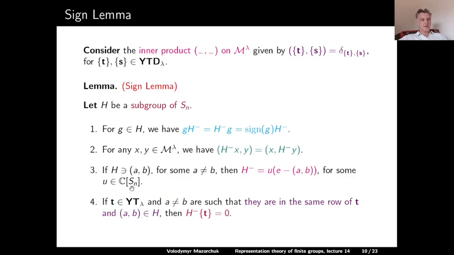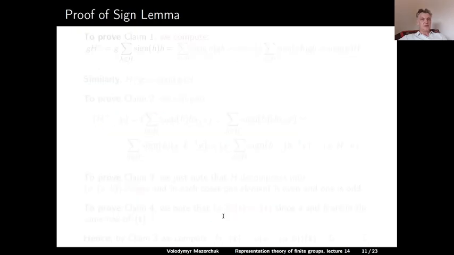And finally, claim 4. If T is a Young tableau of shape lambda and two elements A and B belong to the same row of T, and additionally the transposition of A and B belongs to H, then the image of the tabloid of T under the symmetrizer H minus is 0. So let us now prove this lemma.